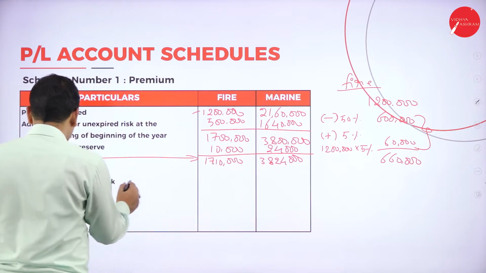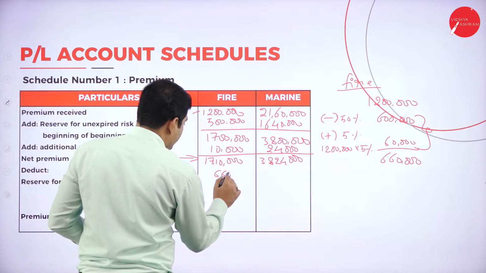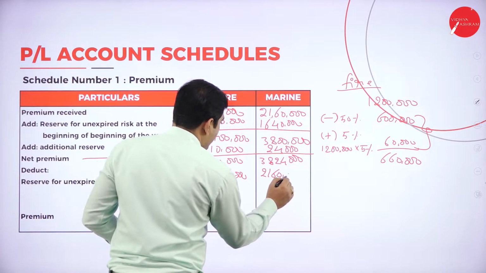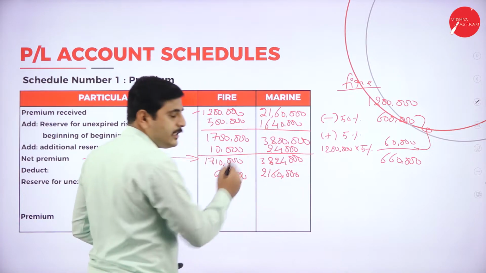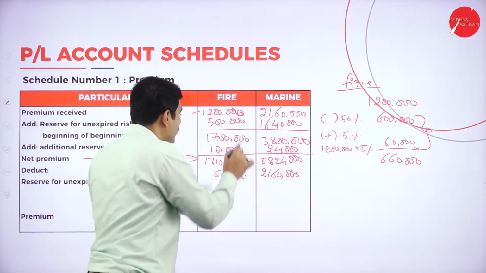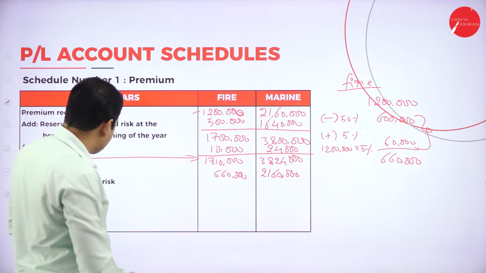So here it is. This one is 6 lakh 60,000. This one is 21 lakh 60,000. Why am I taking 21 lakh 60,000? We should calculate the total reserve on this amount, not on the other amount. That's why he has given it in the question, look at the question.